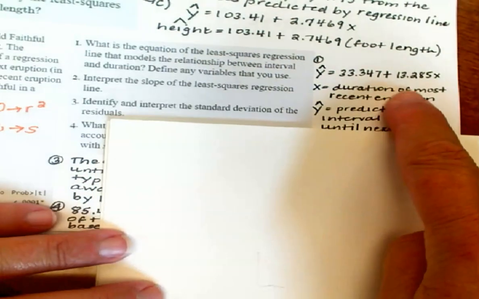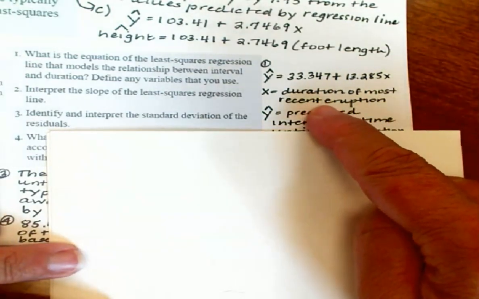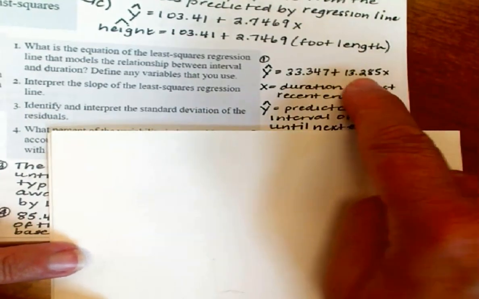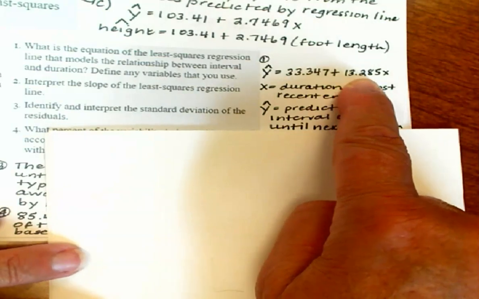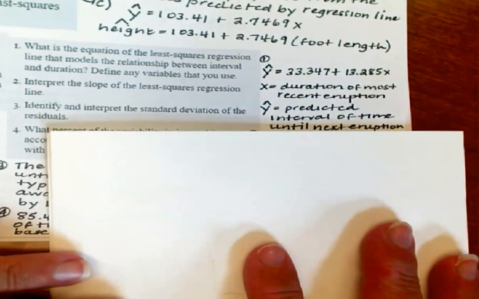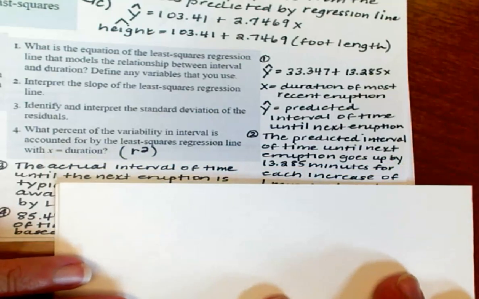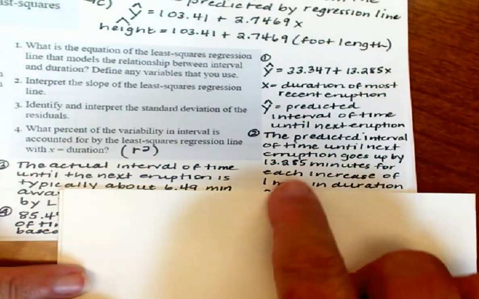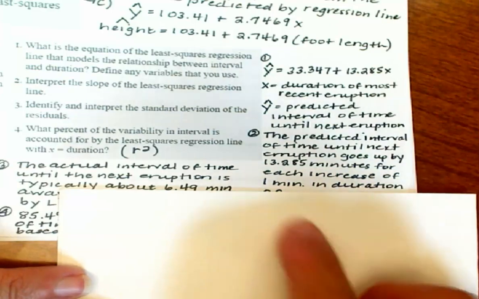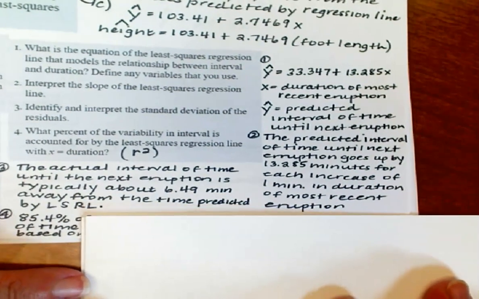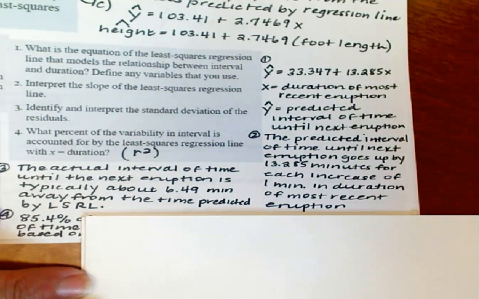Number 2, interpret the slope of the least squared regression line. Okay, so we know that's the slope. What does that mean? Well, basically it means for every minute since the most recent eruption, the predicted interval of time until the next eruption is going to go up by 13.285. So the predicted interval of time until the next eruption goes up by 13.285 minutes for each increase of 1 minute in duration of the most recent eruption, which is basically what I just said by looking at it.